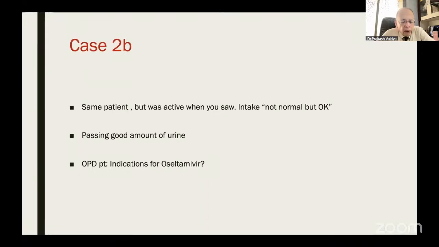So now I'm tweaking this question a little. This same Shlok came to you and he was active and he did not have a second seizure. You did not admit him. His intake was okay, and he's passing a good amount of urine. So in this OPD patient who has had convulsions twice, but this is episode one here, do you think that you will give oseltamivir? And I want a quick one-liner from both of you.